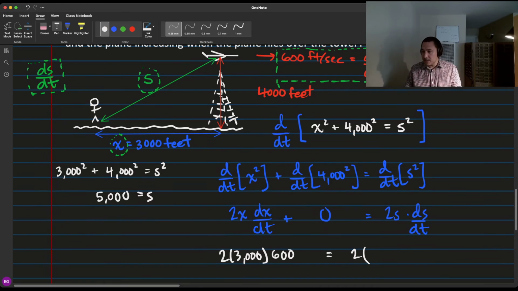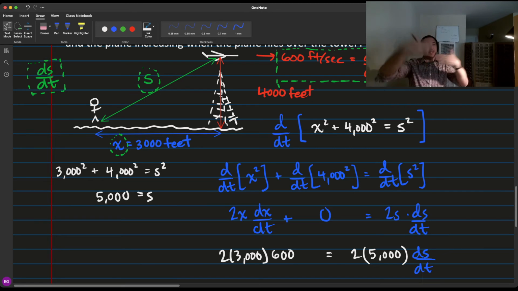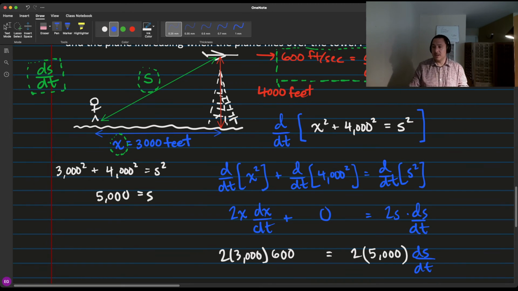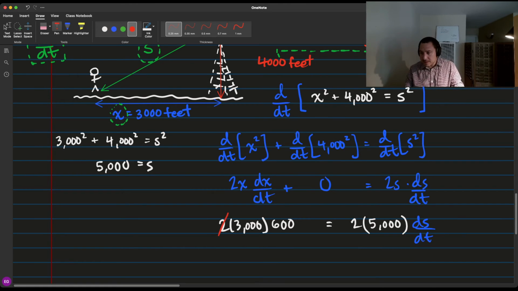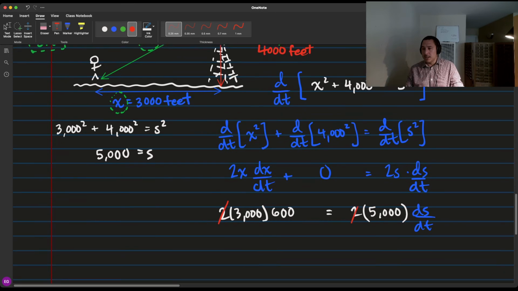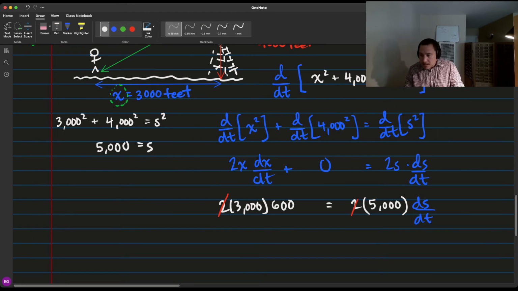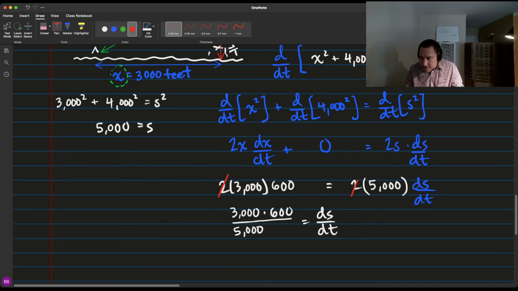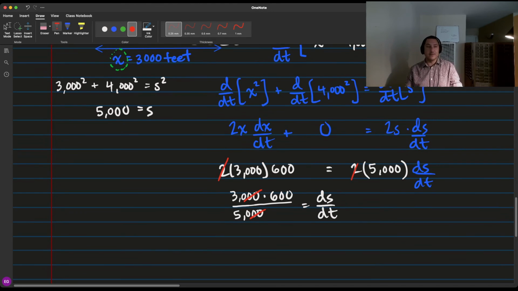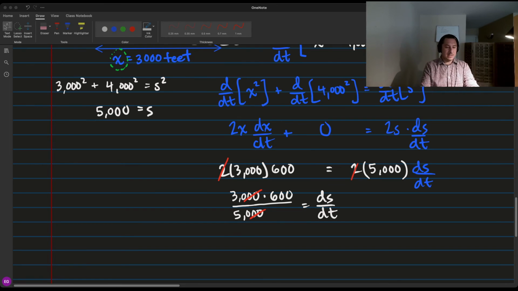Okay, and that gets plugged in here. So you get 2 times 5,000 times the thing that we're looking for, ds/dt. That's how the distance between the man and the plane is changing. Notice you have 2's on both sides. And then we can put everything together. You get 3,000 times 600, divided by 5,000, and that's equal to ds/dt. The thousands will cancel. So you're going to get 3/5 of 600, which is 60% of 600.